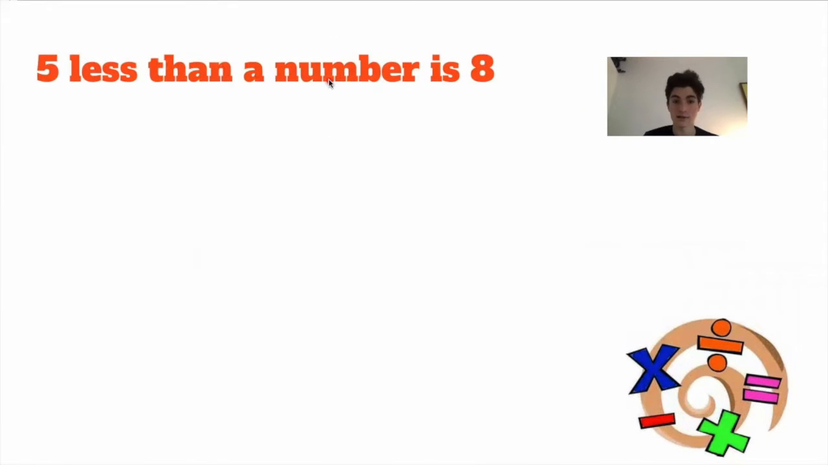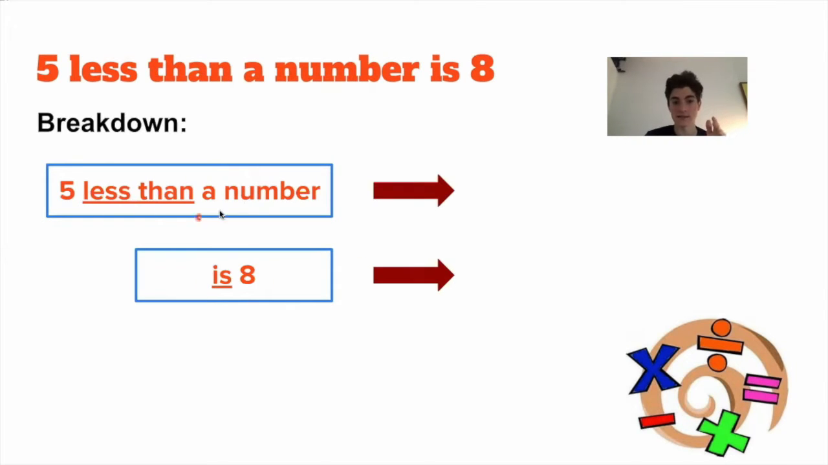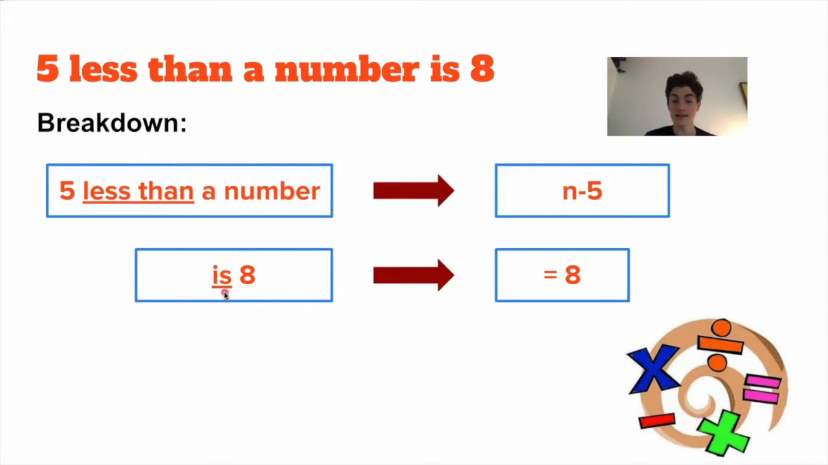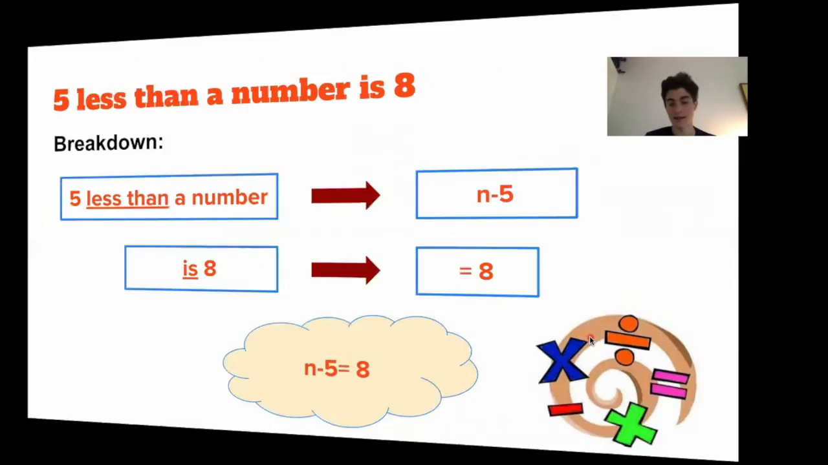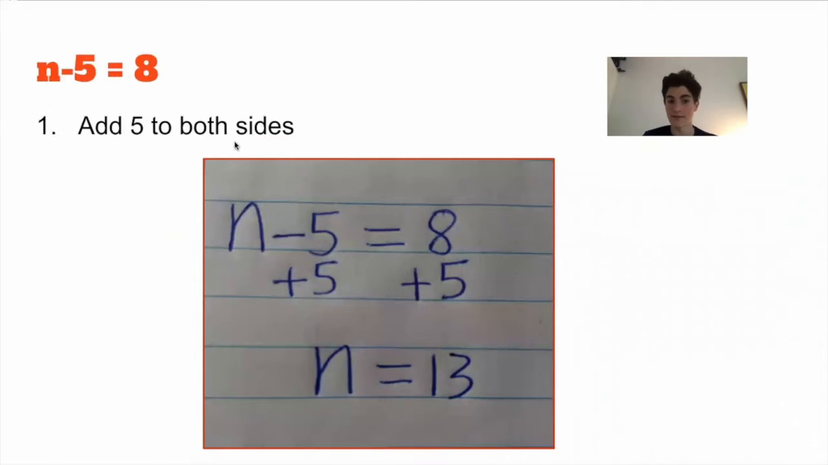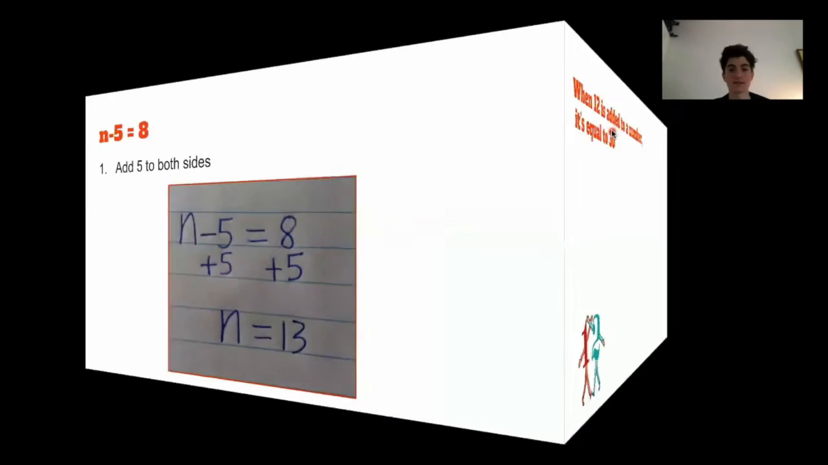5 less than a number is 8. So we can break this down to 5 less than a number, and is 8. We can replace a number with the variable n, and we know that 5 is being subtracted from it, so we get n minus 5. And we know that is another term for equals, so we get our equation n minus 5 equals 8. And to solve this, all we have to do is add 5 to both sides, and we get n is equal to 13.